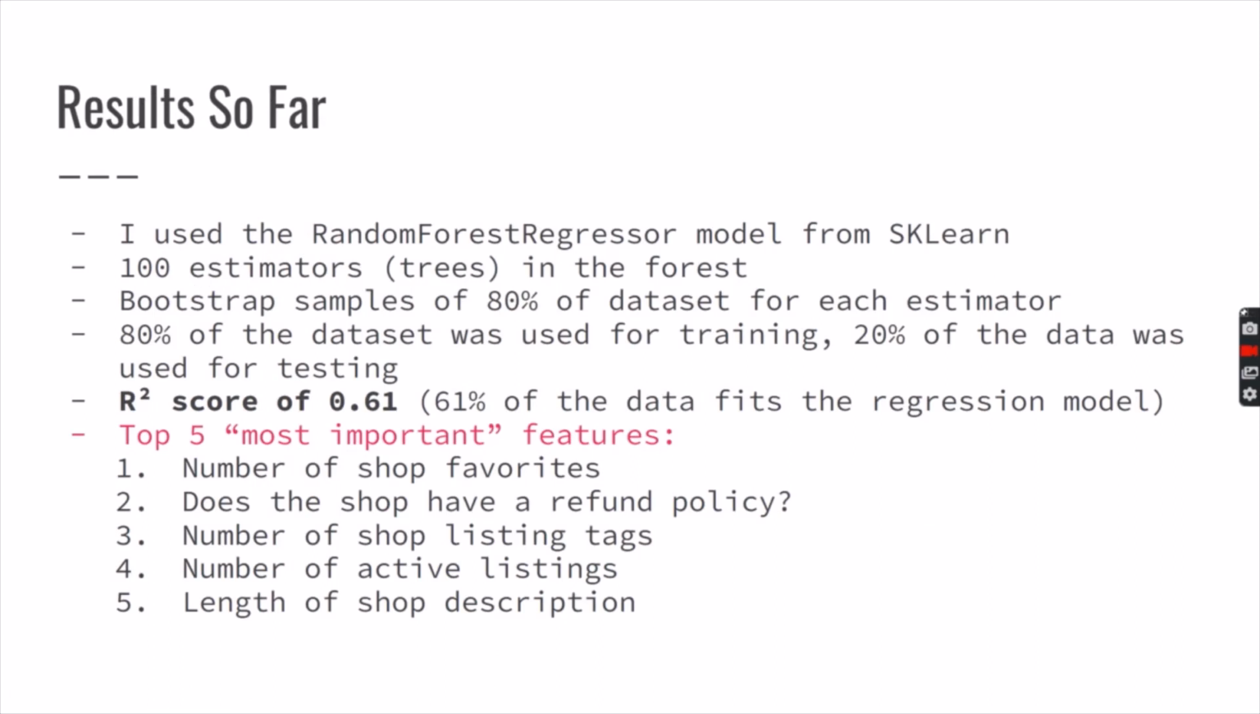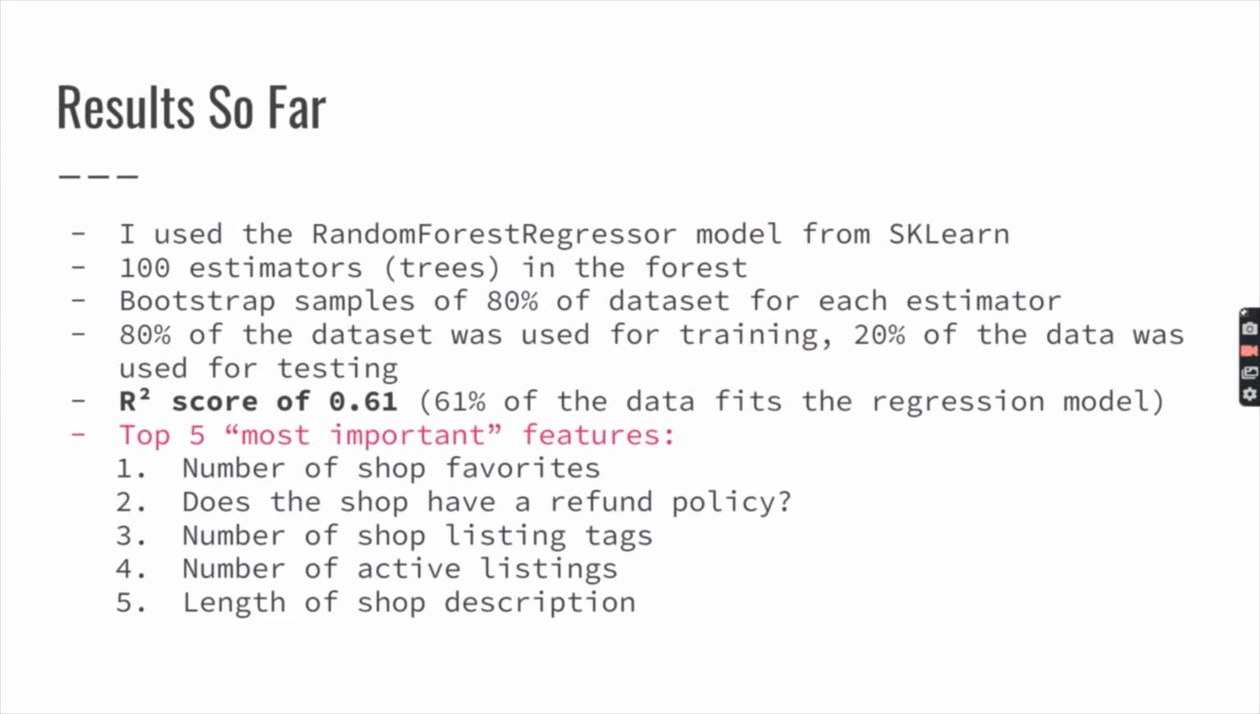So my results so far: I used the random forest regressor, and you can see I had 100 estimators in my random forest. I already said I used 80% of the data each time, and I used 80% of my overall data set for training, 20% for testing. I ended up with an R-squared score of 0.61.